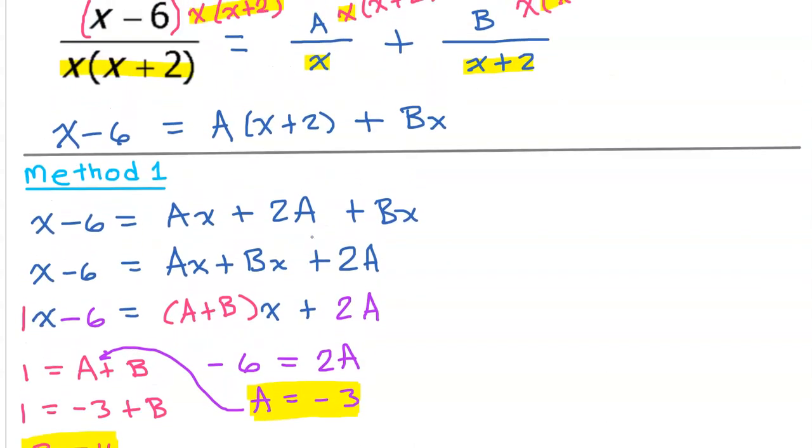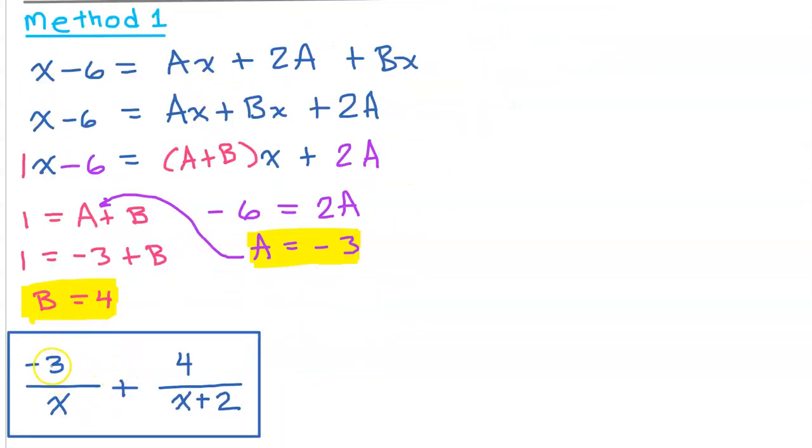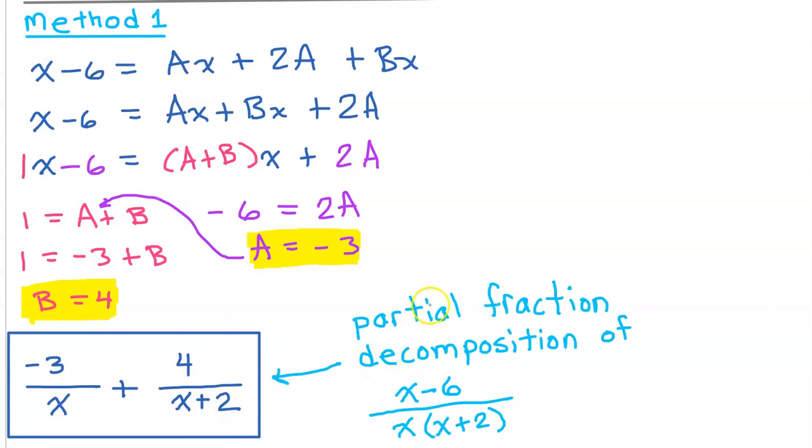Let's plug both of these values back into this expression right here. We get -3 over x plus 4 over x plus 2. This is called the partial fraction decomposition of x minus 6 over x times x plus 2, and these expressions are equivalent.